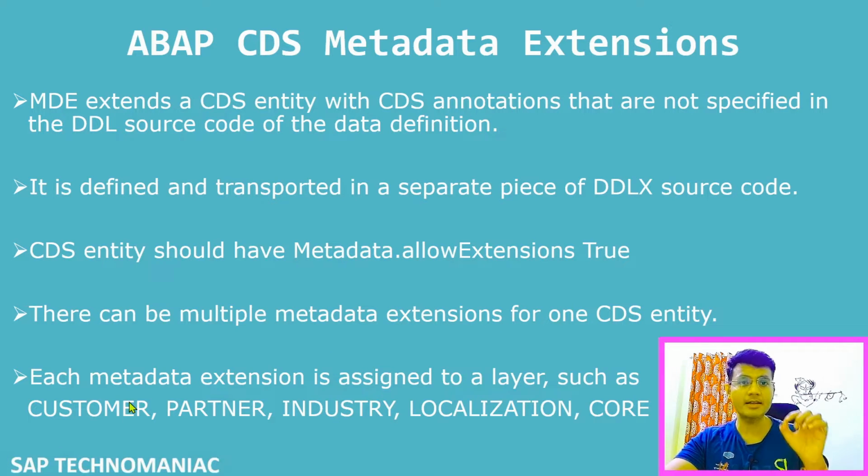If the customer creates a metadata extension file, only his file runs, none of the other files will run. If the same CDS view has customer, partner, industry, localization and core MDEs, then only the customer MDE will run. The same way, if a partner is there and there is no customer one, then the partner will win. This is the same sequence. One MDE runs at a time, one layer, based on the level. So if a customer one is created, then the customer one will run. If multiple are created and a customer one is also there, then first preference is given to customer, then partner, then industry, then localization, and then core.